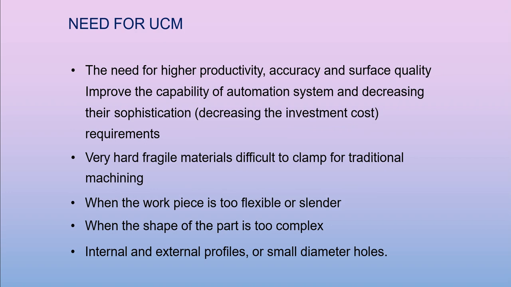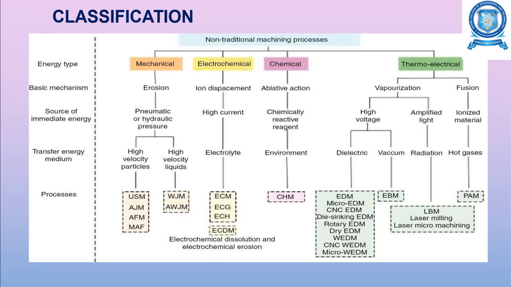When the workpiece is too flexible or slender, you need to go for unconventional machining process. And when the shape of the part is too complex, you can go for unconventional machining process. Internal and external profiles or smaller diameter holes, you can go for unconventional machining process. So these are all the classification of unconventional machining process or non-traditional machining process.